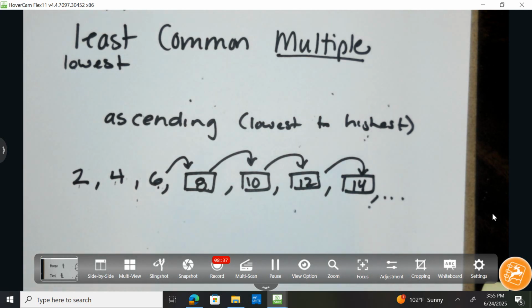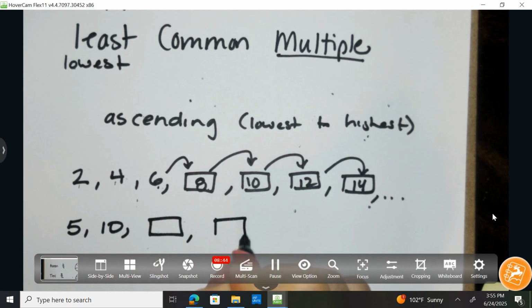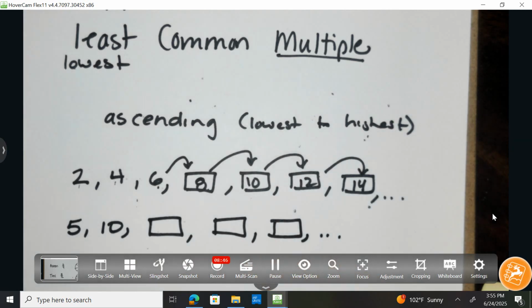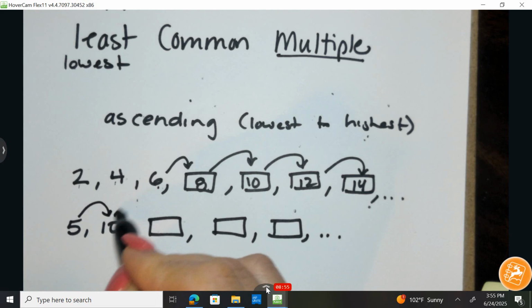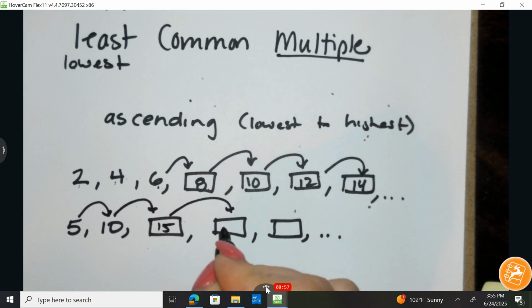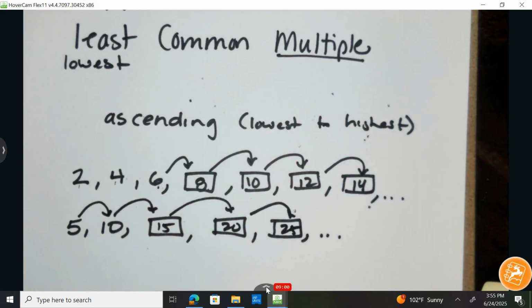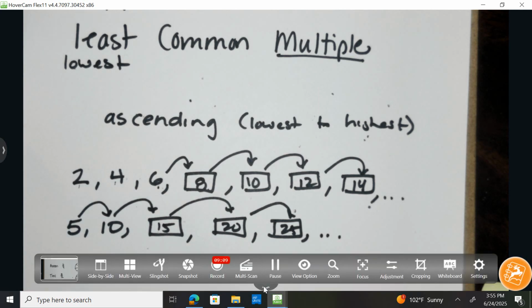I'd like you to try one on your own right now. So let's start with 5. I'm going to write down 5 and 10. And I want you to think what would be the next 3 boxes. Again, you can think of this in terms of adding or multiplying. If I'm adding 5 to get 10, adding 5 to get 15, adding 5 to 20, adding 5 to 25. Or maybe your brain works more in terms of multiplying. 1 group of 5, 2 groups of 5, 3 groups of 5, 4 groups of 5, and 5 groups of 5. Let's move on to the next part.